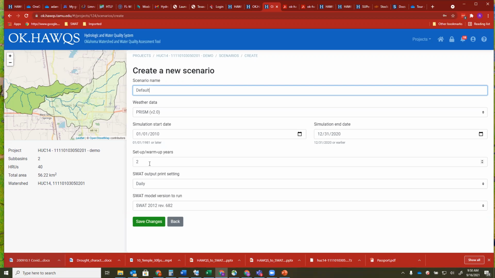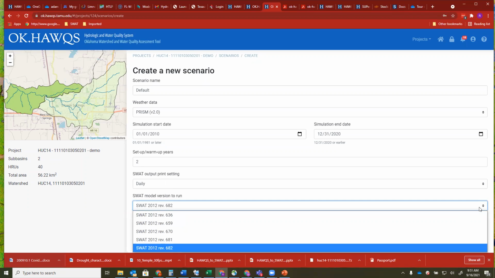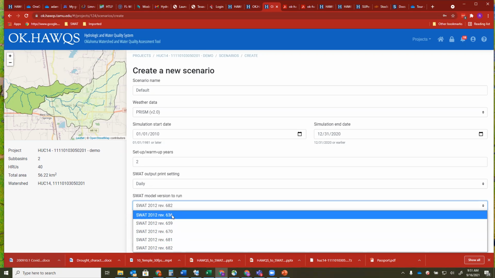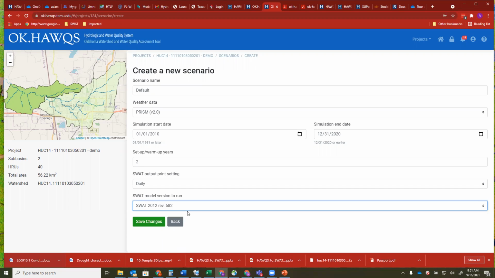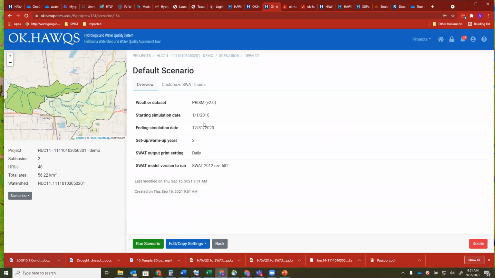warm-up period or setup period. The model is running on a daily time step, and you could choose any version of the model. The 682 is the latest version, so that's what it's defaulted to. But let's say you built a model using 636 or 659, you can go back and run the model for any version of the model. And then you click on Save Changes. So that means I have created a model for this watershed, for 40 HRUs, for an 11-year period, with a 2-year warm-up period, using the SWAT 682 version.